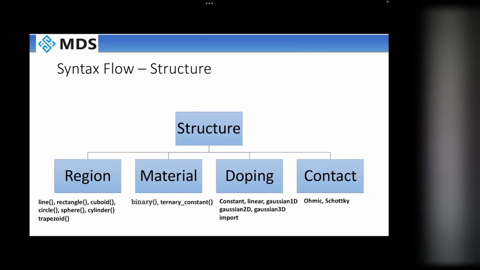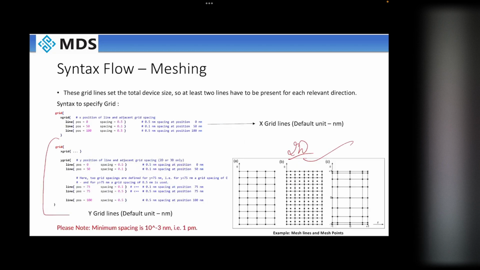Now coming to the structure, how you are going to create it. Right now you have specified the meshing, which is the outer borderline, and in between, where you want the equation to be solved, right? So these are the points you have specified. These are intersecting points where the equation will be solved.